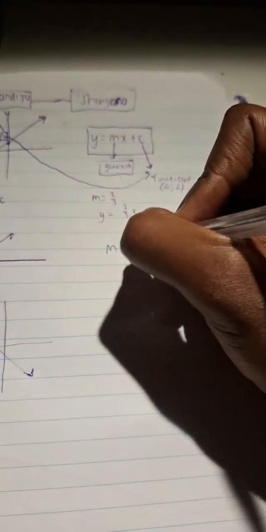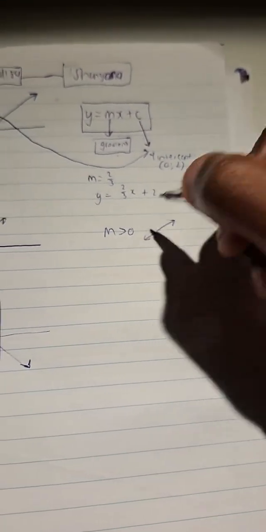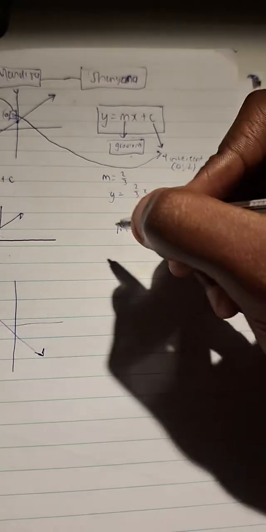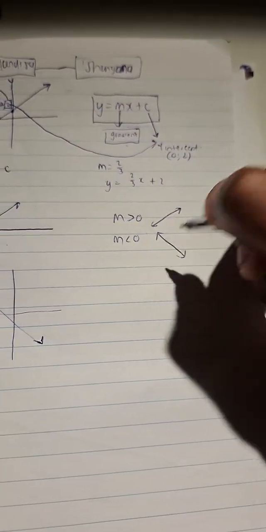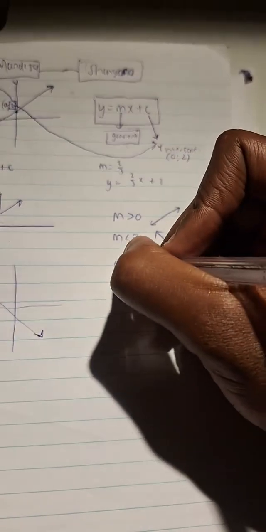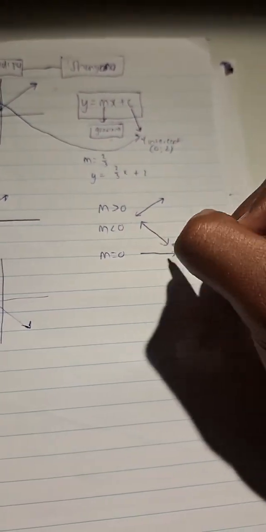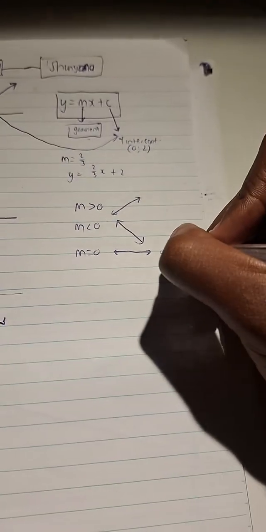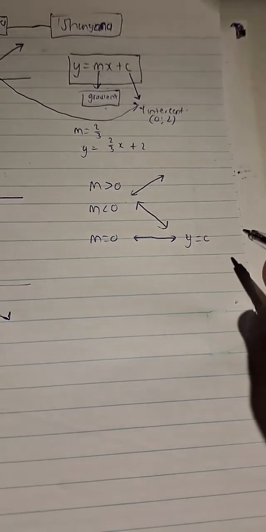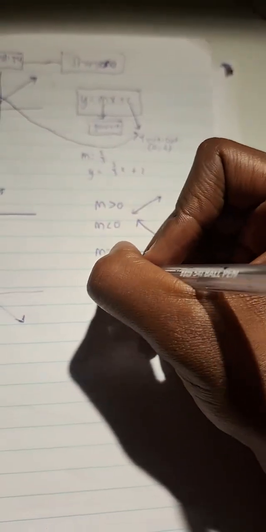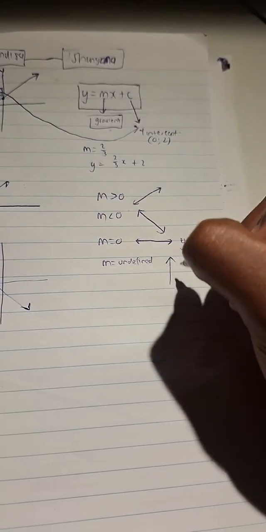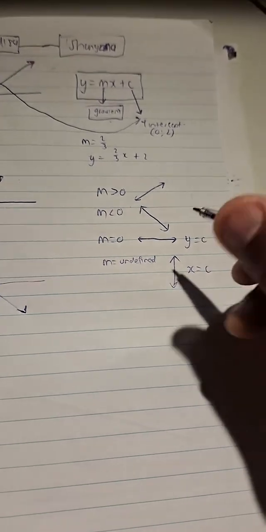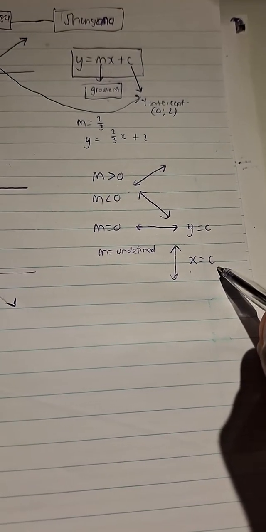Okay, by now we should all know, guys, when the gradient is positive, it means that the line is an increasing line. When the gradient is negative, our line is a decreasing line. Gradient is equal to 0, we have a horizontal line where C is constant. Okay, and then when M is undefined, or the gradient is undefined, we have a vertical line where the x value is the one that is constant.